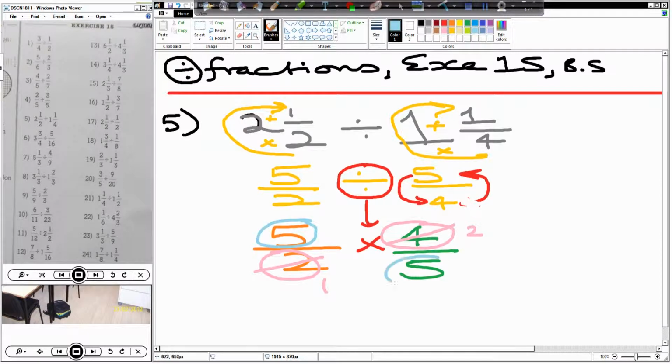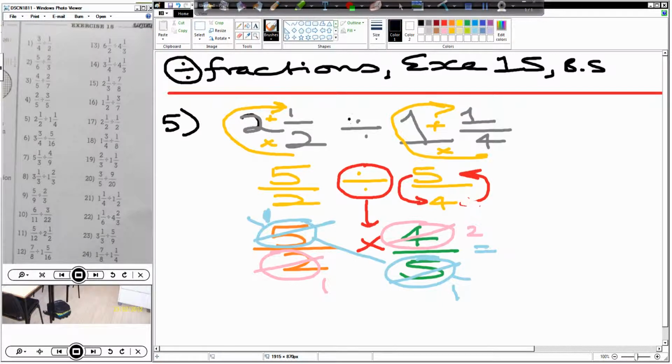We've got 5 and 5, they're both the same, so they should cancel by dividing by themselves, which is the highest common factor. The biggest number that divides into 5 and 5 is 5. So 5 divided by 5 is, what is it? 1. 5 divided by 5 is 1. Now what do we do?